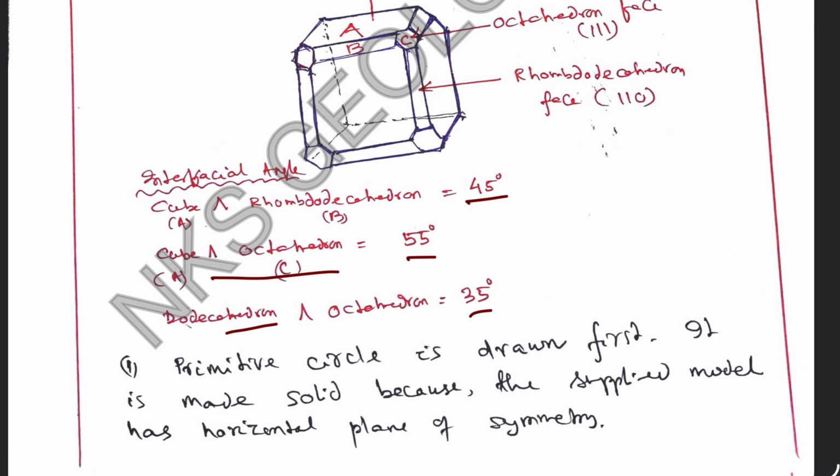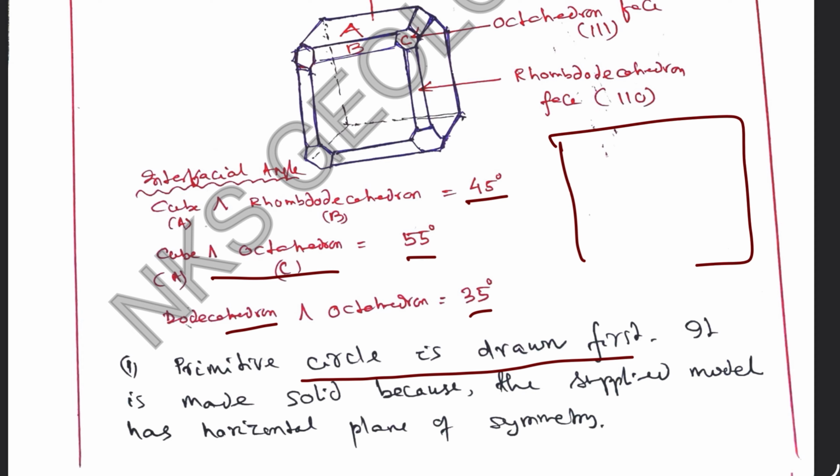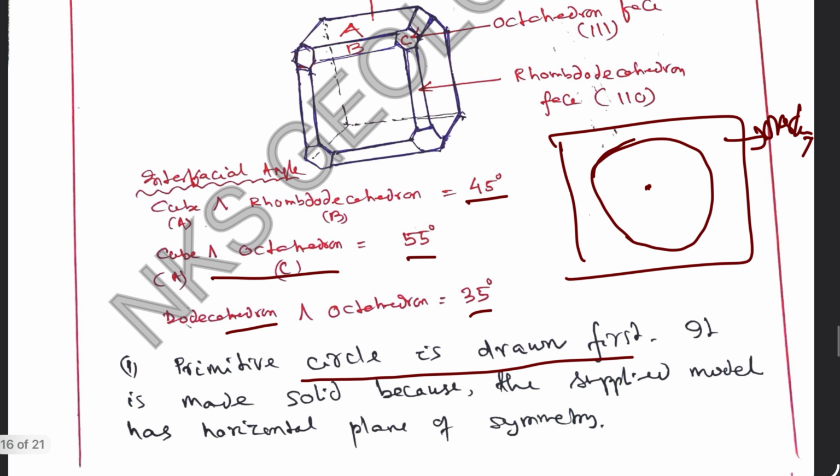Before we start, we first draw the primitive circle. This is the net, over it the overlay is fixed with the thumbtack, and this circle is drawn. This is the primitive circle. This circle is made solid because this crystal model has a horizontal plane of symmetry. If this horizontal plane of symmetry had not been there, then this equatorial circle would have been dotted.